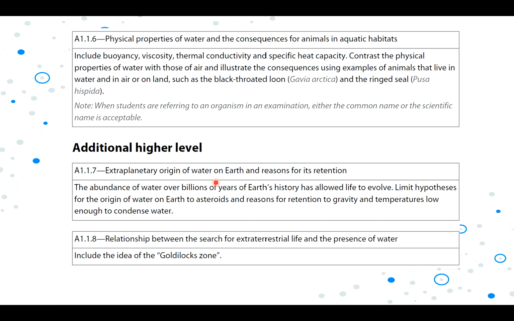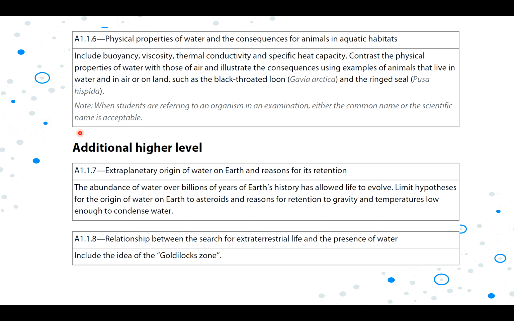Then we'll talk about how the physical properties of water are helping aquatic animals to survive. We'll take an example of a few organisms in this section.